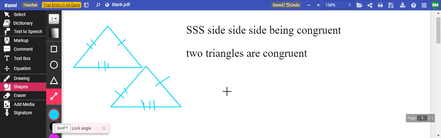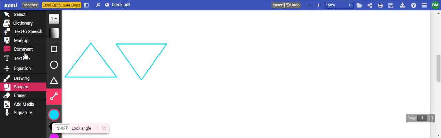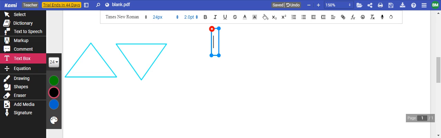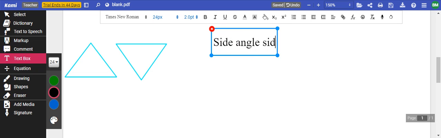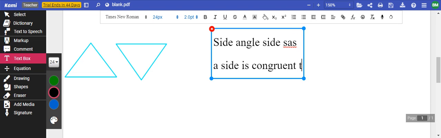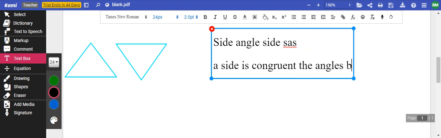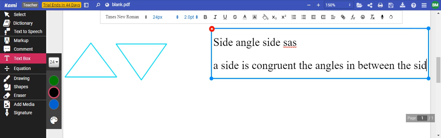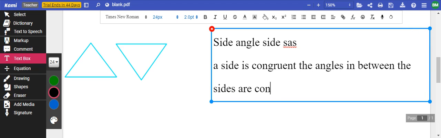The other one we're going to look at is side angle side, which we abbreviate as SAS. It means a side is congruent, the angle in between the sides is congruent, and then the other side is congruent. I'm just trying to type this in here so you guys can have a visual of it.